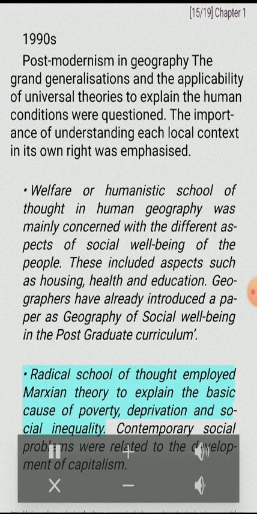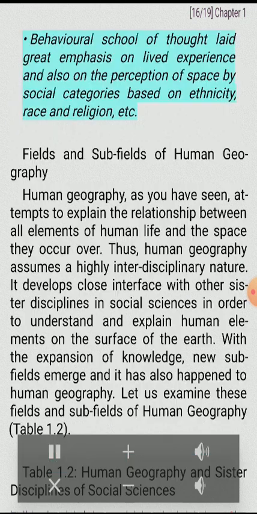Radical school of thought employed Marxian theory to explain the basic cause of poverty, deprivation and social inequality. Contemporary social problems were related to the development of capitalism. Behavioral school of thought laid great emphasis on lived experience and also on the perception of space by social categories based on ethnicity, race and religion, etc.